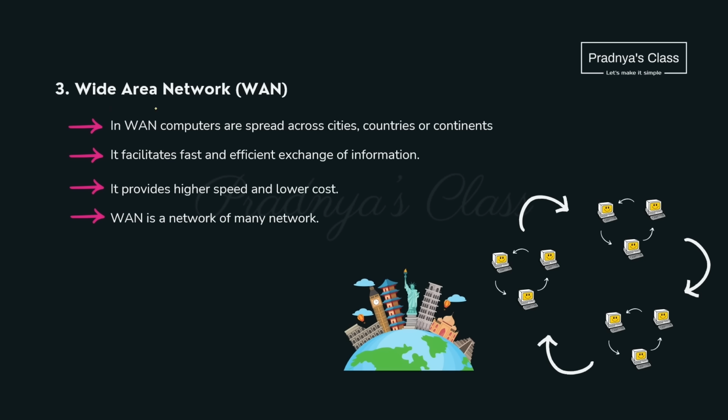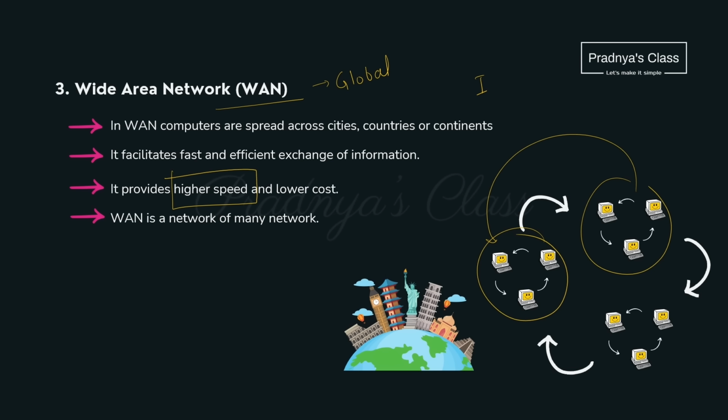Here is the third type of network, that is WAN. It has a global range and the internet is the example of WAN. So WAN is nothing but network of networks. Obviously it will have the higher speed.